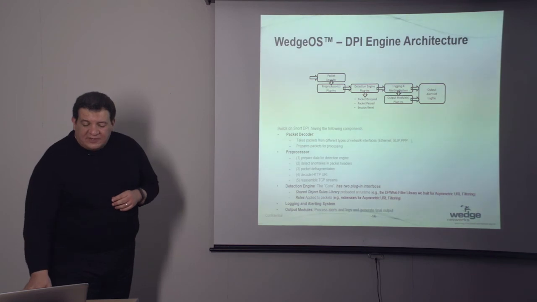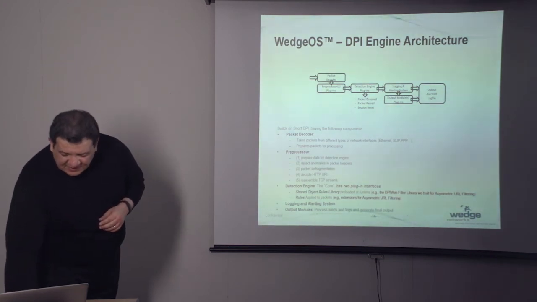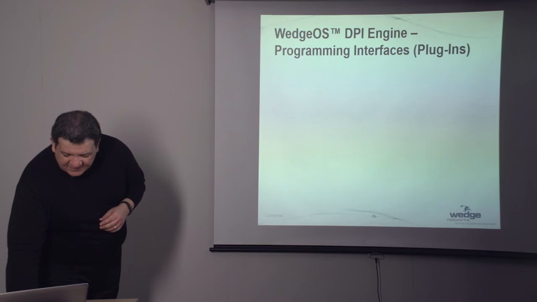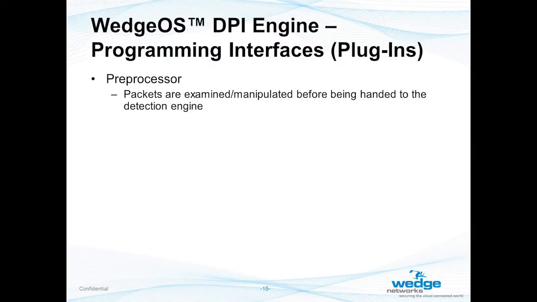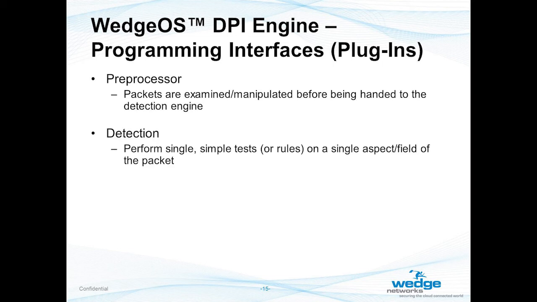I'm going to take you through, again, the components here and the different plugins and how we can extend the deep packet inspection engine. The first one is the preprocessor. Again, we spoke about that, where packets are examined and manipulated before being handed to the detection engine. But once they are assembled and ready to be detected, then we have what we call detection. In the detection part of the engine, we can perform a simple test to test a single aspect. We can then also have the plugins where we can extend the engine.